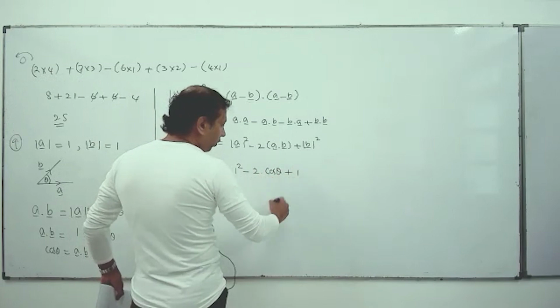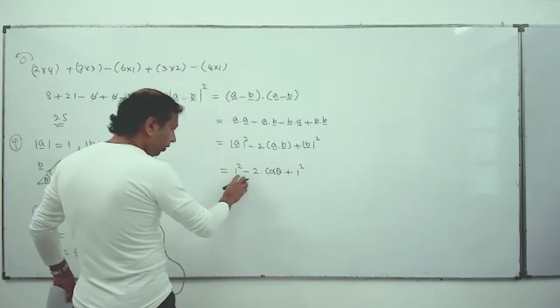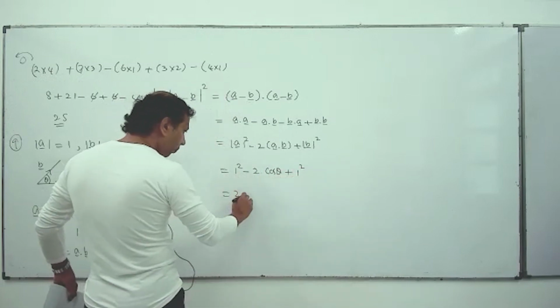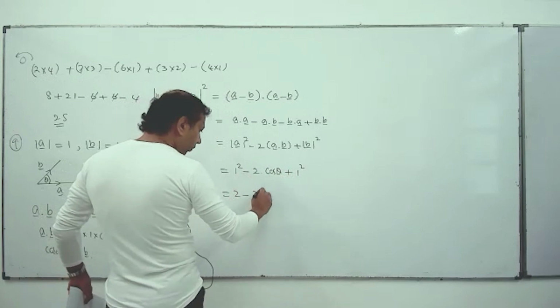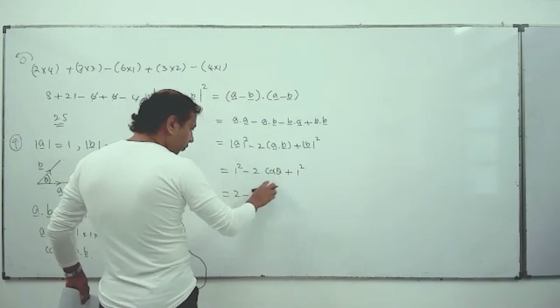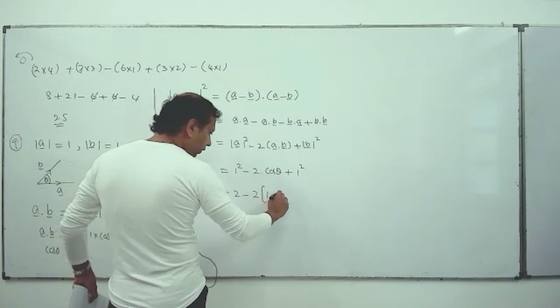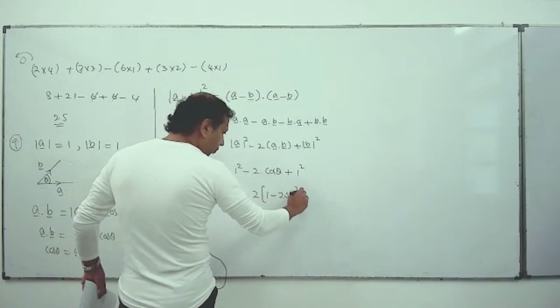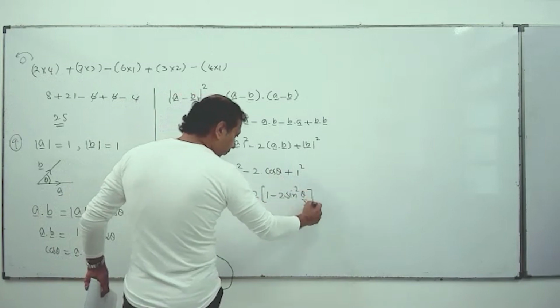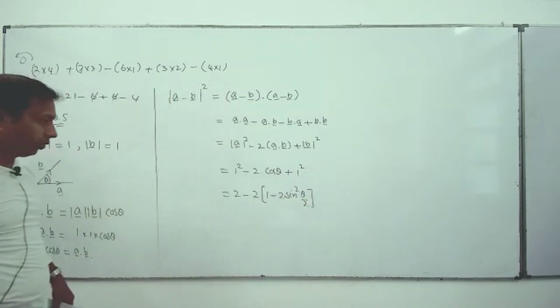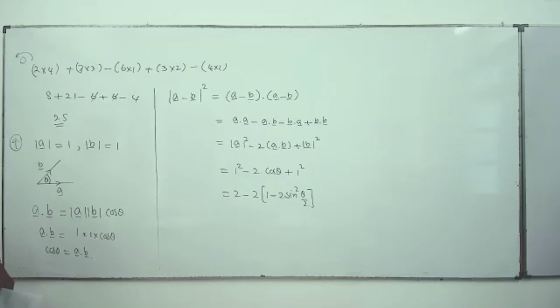Mod B squared is 1 squared. Here 1 squared and this 1 squared is 2, minus 2 cos theta. This cos theta you can write as 1 minus 2 sin squared theta by 2, using the half angle formula.